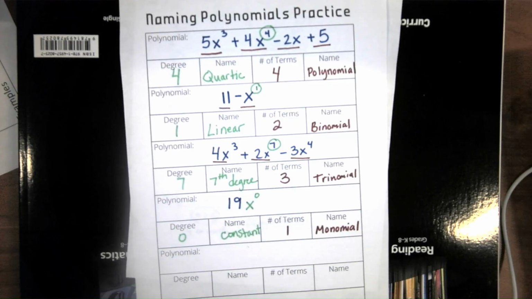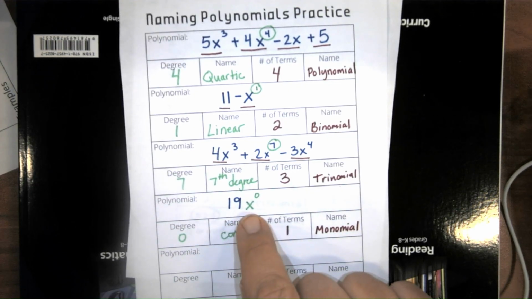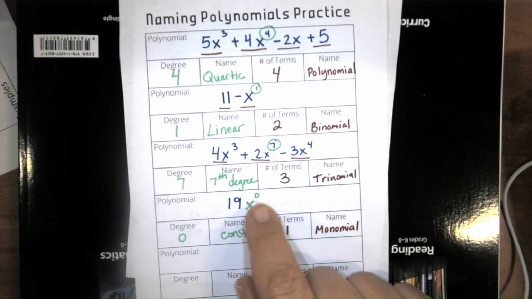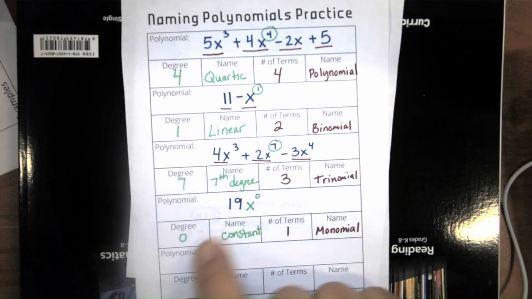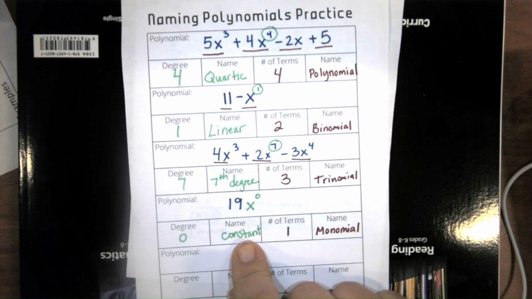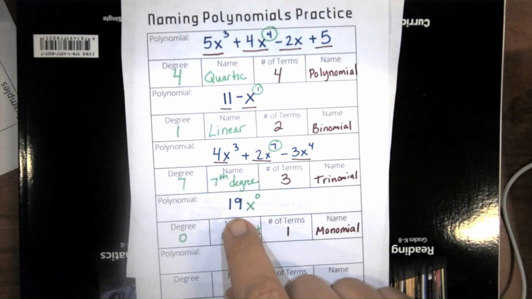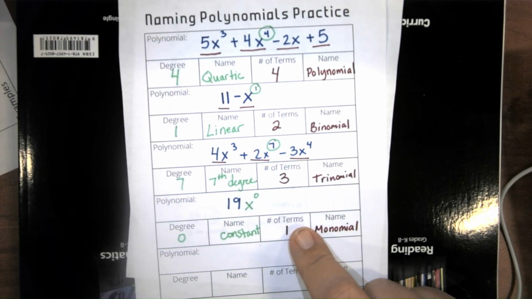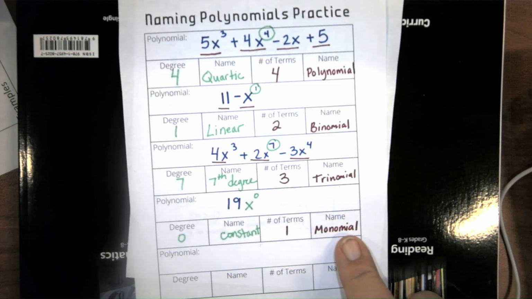Alright, 19 is alone. And so it has an x, but it's really an x to the 0, and we don't really write it there because we're lazy. So I want you to know that this constant has a 0 degree, which means it's a constant. We knew that because it's just a number, and numbers are constant. The number of terms is 1 because 19 is one number, and it is a monomial.